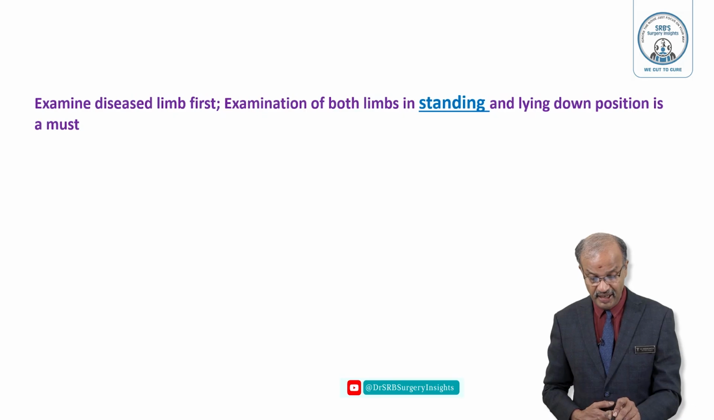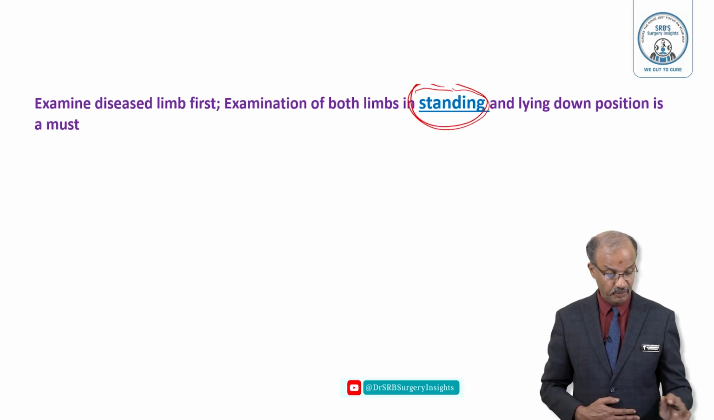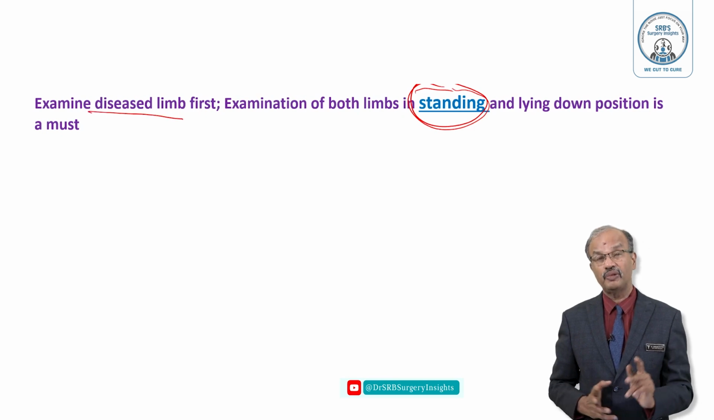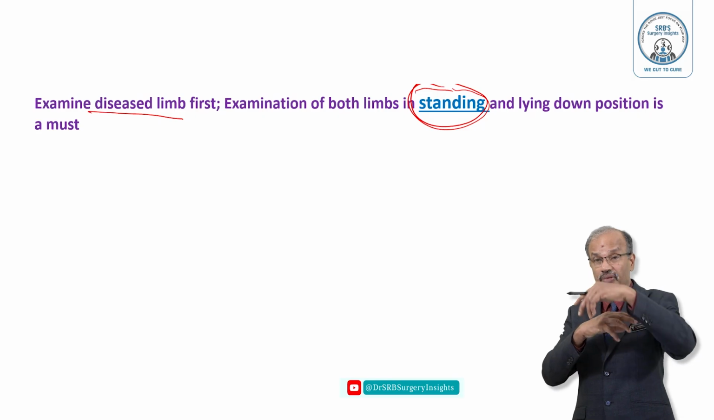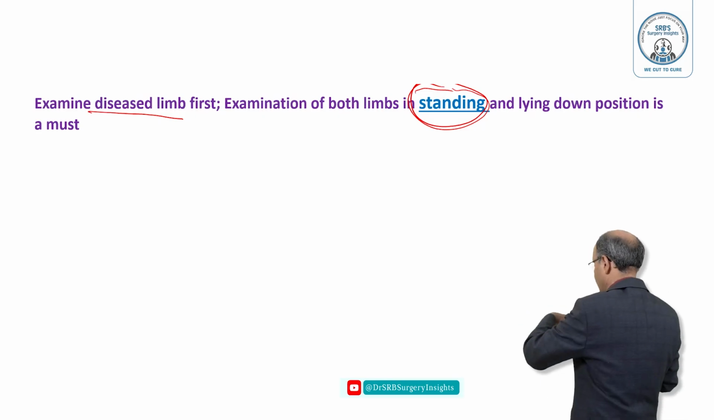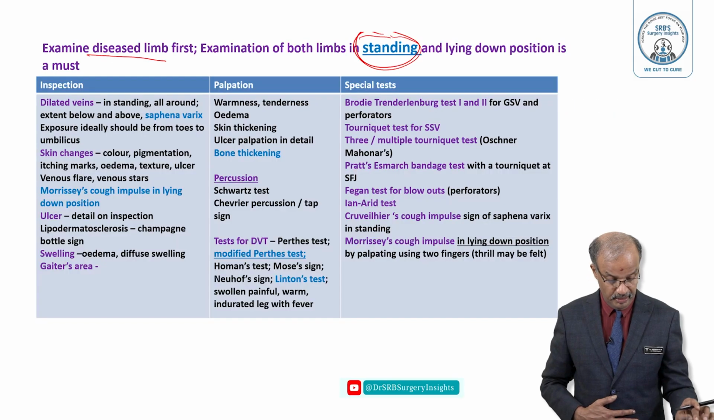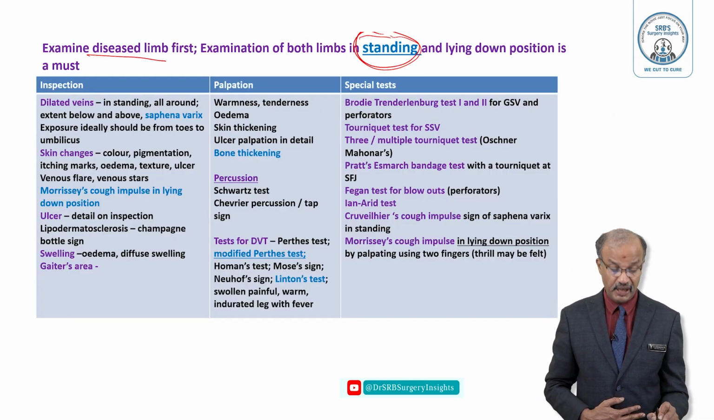And examine in standing. That is important. Examine this patient in standing. Diseased limb first, then the other limb. Always compare. Examine all round: make the patient turn like this, round like this, round like this. Then examine the limb with inspection, palpation, and special tests. I'm not going to detail it. Saphenous varix, skin changes, all these things.